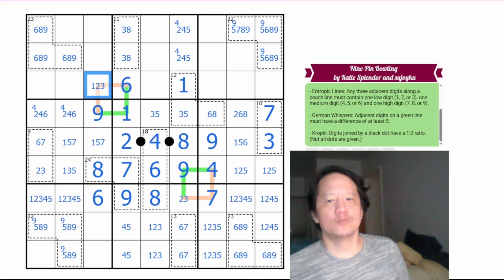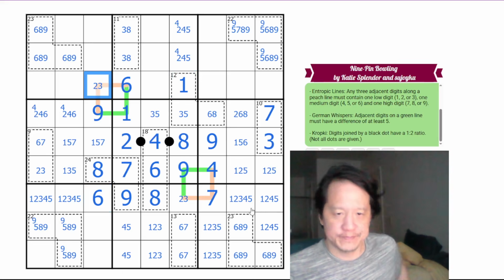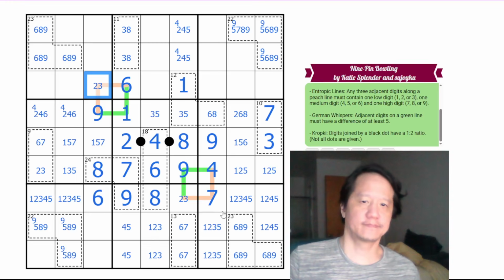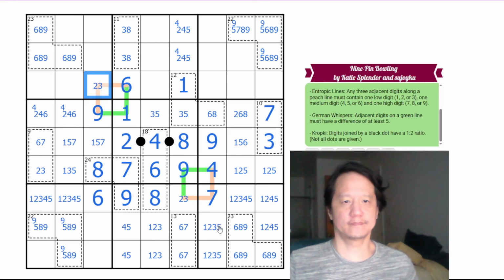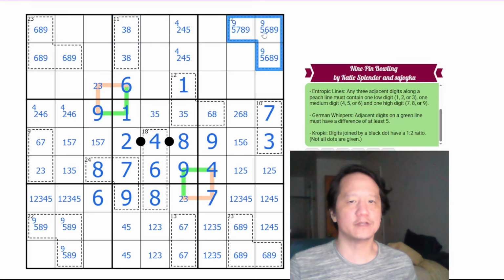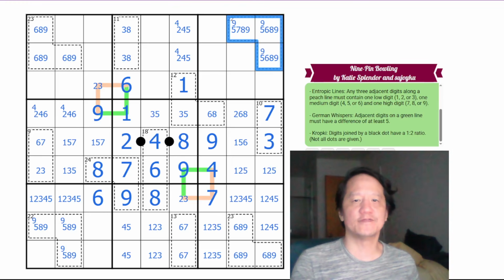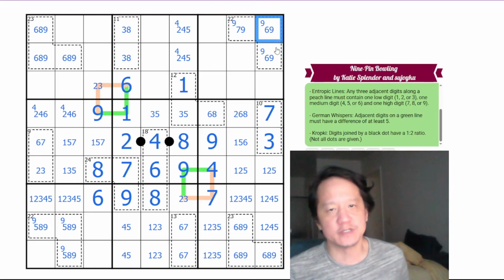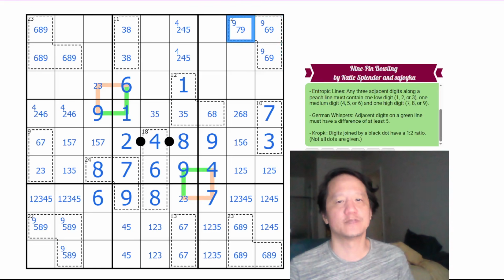One eliminates one here. This is 3 and 8 here. We have a guaranteed 8 in rows 1 and 2. It's same here. Guaranteed 8 in rows 1 and 2, which eliminates 8 in the rest of rows 1 and 2. So this cannot be 5, 8, and 9. It must be 6, 9, and 7 to add up to 22.